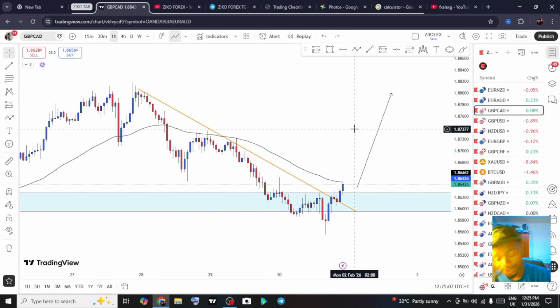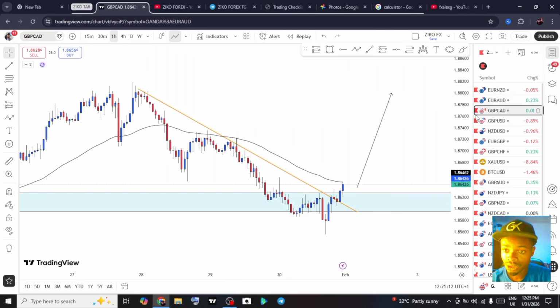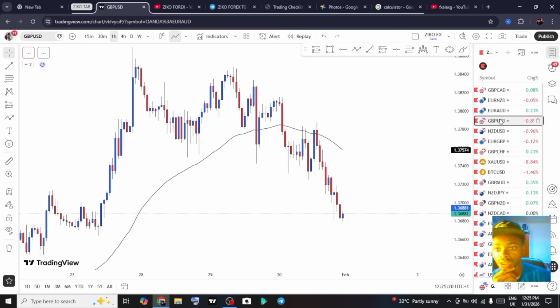So that is the data I'm seeing on the 1 hour and on the daily time frame. So I'll still add it for this week. It's not the best of the best, but it's the cleanest so far that I've seen. Right. So next pair, GBP USD.